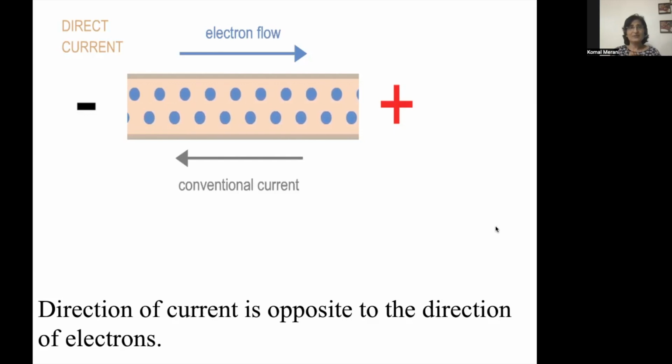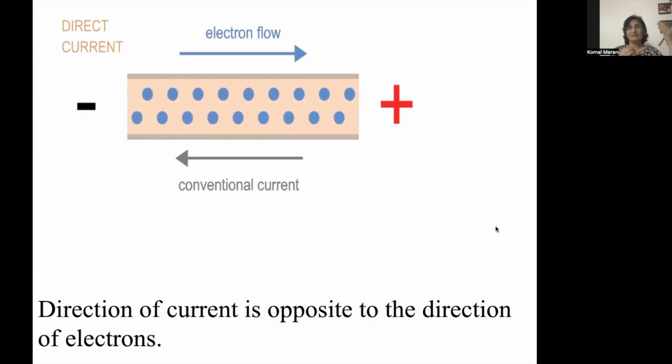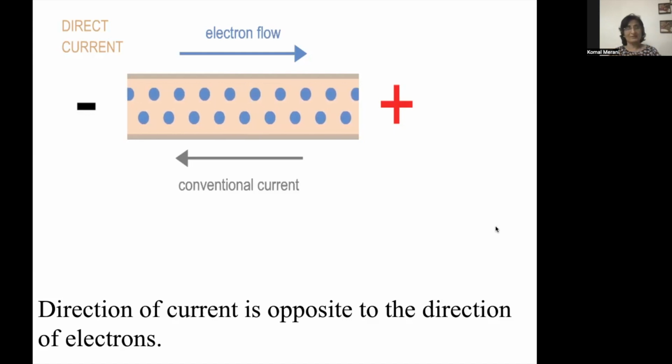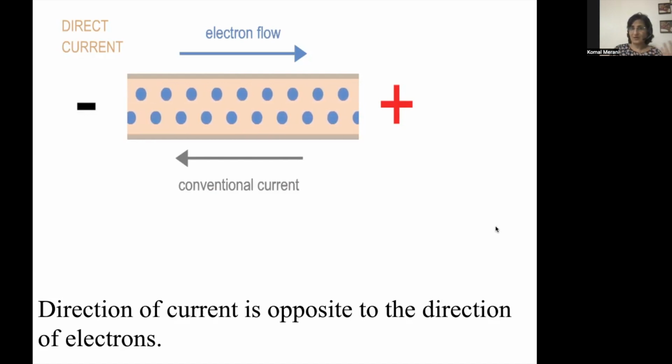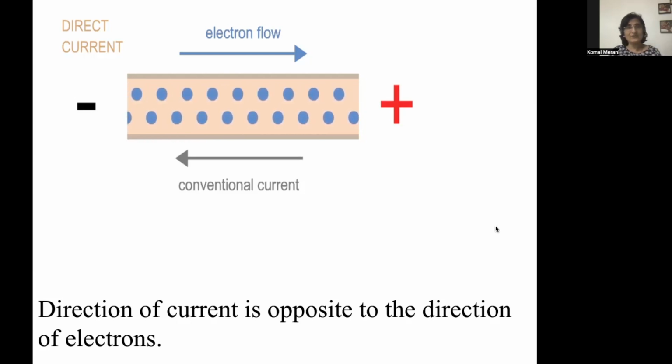Conventional means we are considering the flow of current from positive to negative. Just like we know heat flows from higher temperature to lower temperature, or water flows from a higher level to a lower level. Similarly, we say current flows from positive to negative. That is the conventional direction of the current. So yes, current has magnitude, which is measured in amperes, and current also has direction.